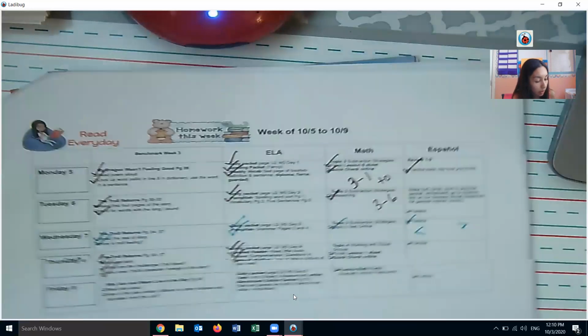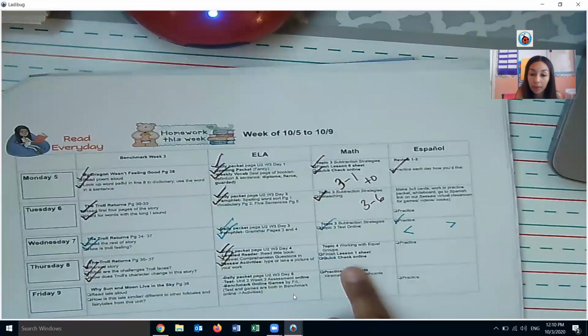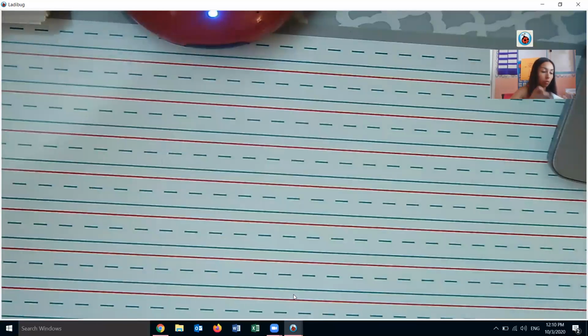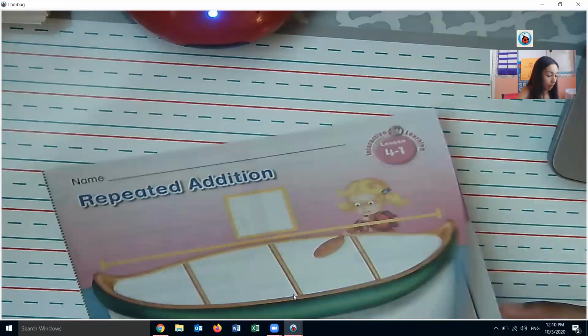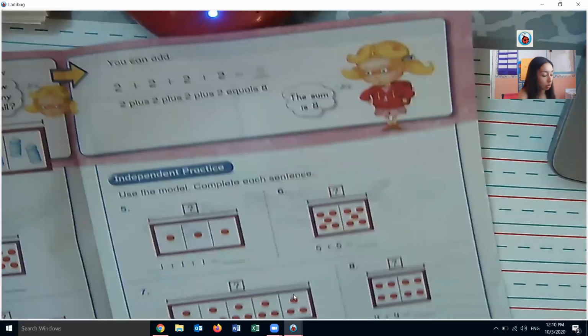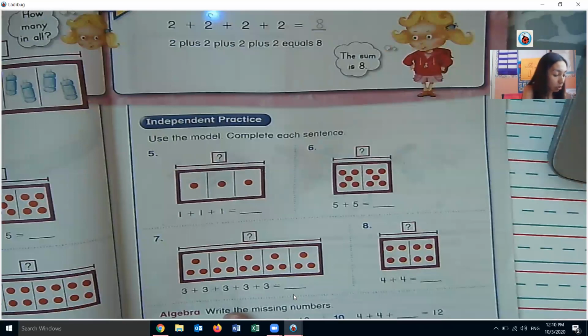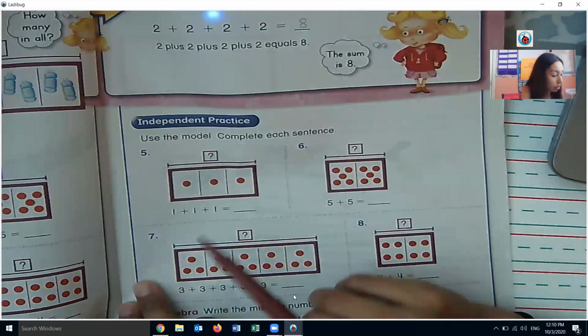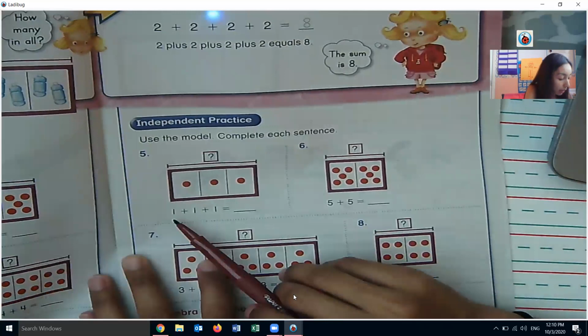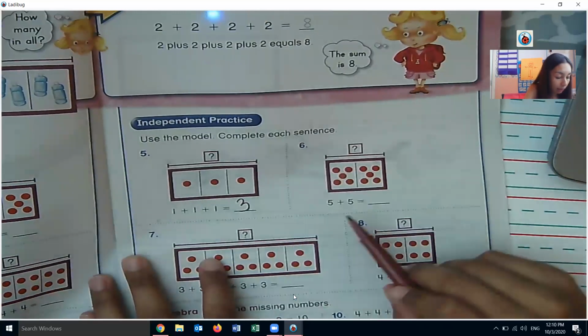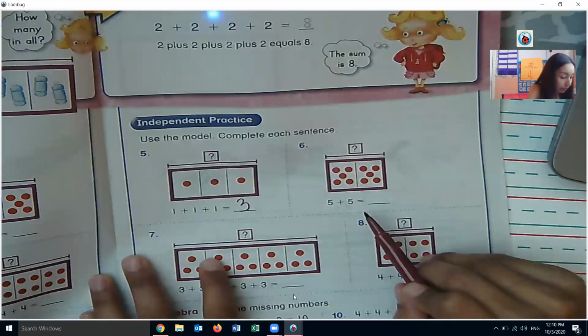Which leaves us next with our math. So we started a new topic today, topic 4, working with equal groups, which today's lesson is called repeated addition. Repeated addition 4-1. So you see these little pictures here, so you can count the little circles. You can count, or you could actually add up the numbers. So here we have 1 plus 1 plus 1, 1, 2, 3. Here is 5 plus 5, and go 10.